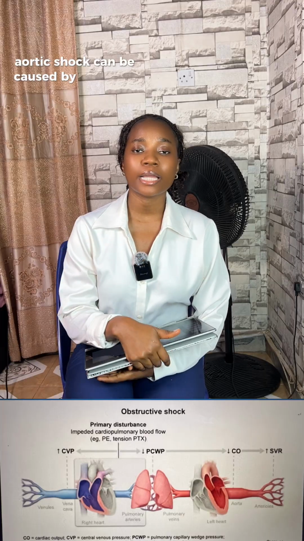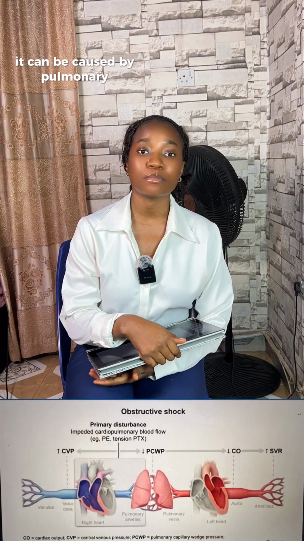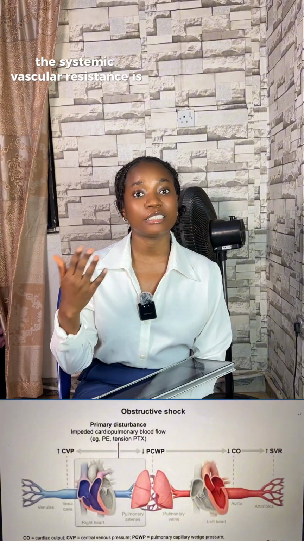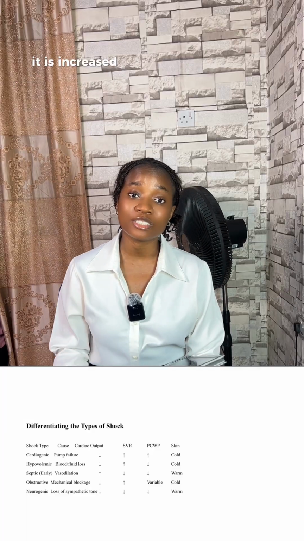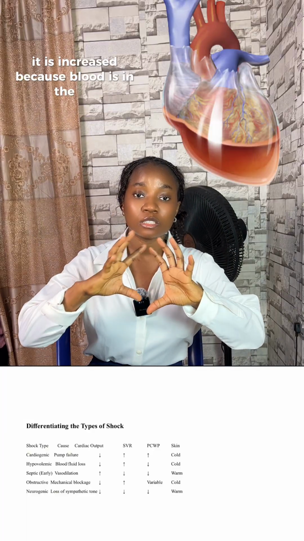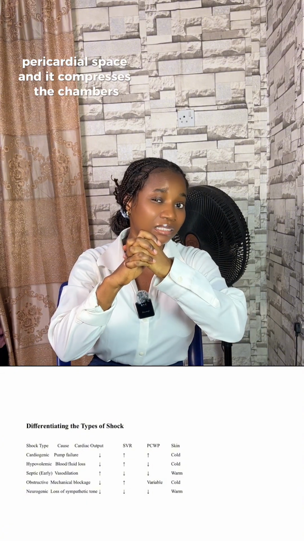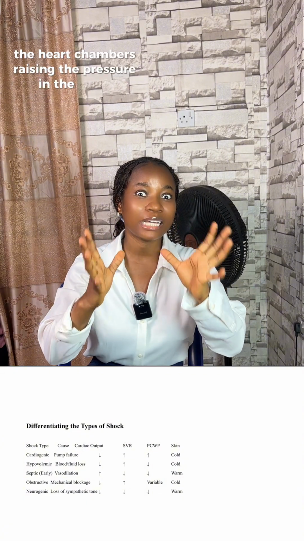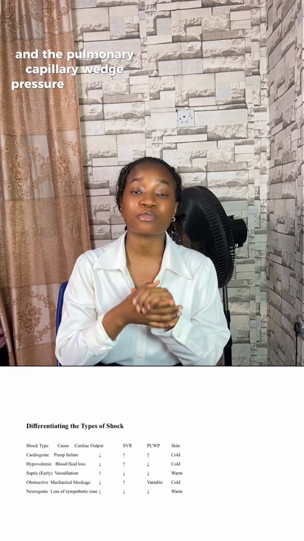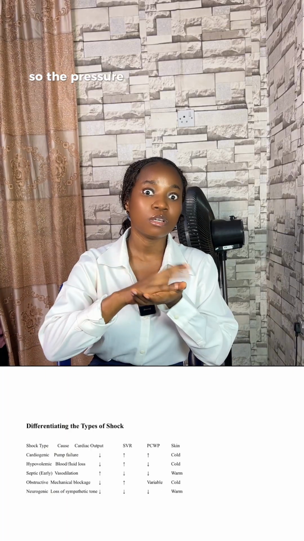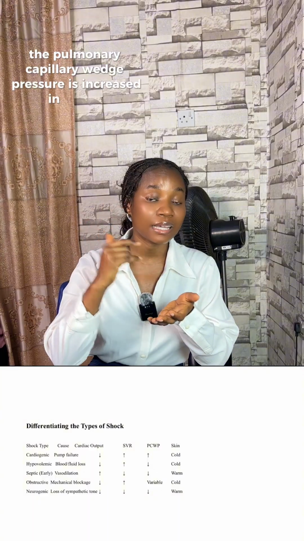Obstructive shock can be caused by a cardiac tamponade. It can be caused by pulmonary embolism. The cardiac output is decreased. The systemic vascular resistance is increased. The pulmonary capillary wedge pressure can either be increased or decreased. In cardiac tamponade, it is increased because blood is in the pericardial space and it compresses the heart chambers, raising the pressure in the heart chambers. And the pulmonary capillary wedge pressure reflects the pressure in the left atrium. So the pulmonary capillary wedge pressure is increased in cardiac tamponade.